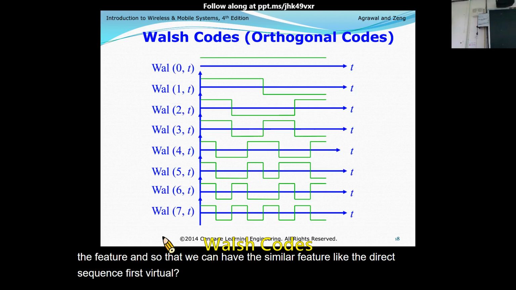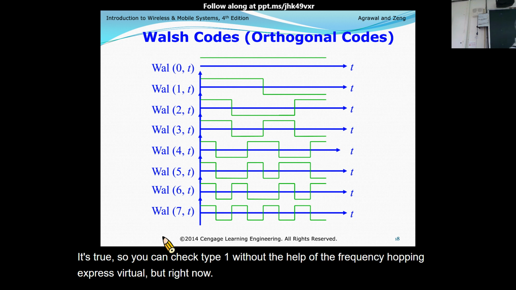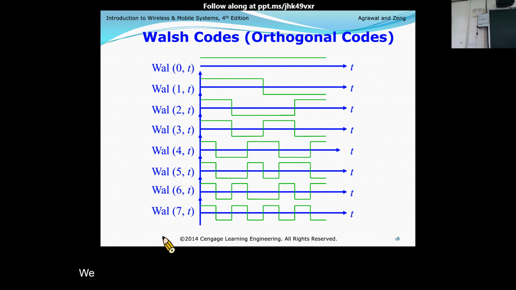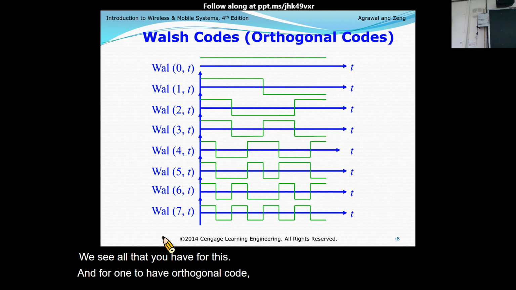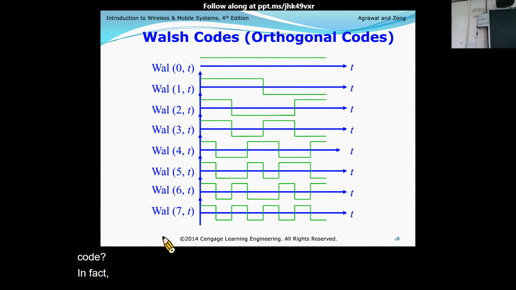It's true, yeah. So you can check chapter 1, we already have the frequency hopping spread spectrum. But right now, if we want to have an orthogonal code, how can we construct the orthogonal codes? In fact, we have orthogonal codes, and the orthogonal codes here we call Walsh codes.